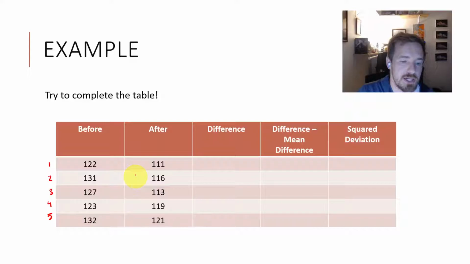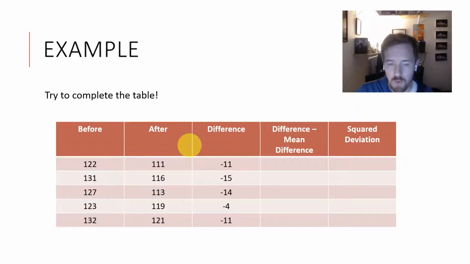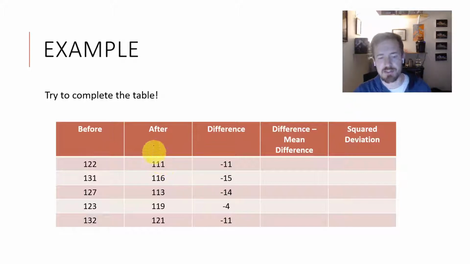What we are going to do is subtract each of those so that we're left with the difference. So in this case, I have negative 11, and I should say that whenever I get this, it is time 2 minus time 1. That just lets us know whether there was a decrease or an increase in our data. So this is negative 11, which means that it decreased between time 1 and time 2. 131 to 116, we know that's a decrease. It's negative 15, and so on. So we see that we have our different scores here.